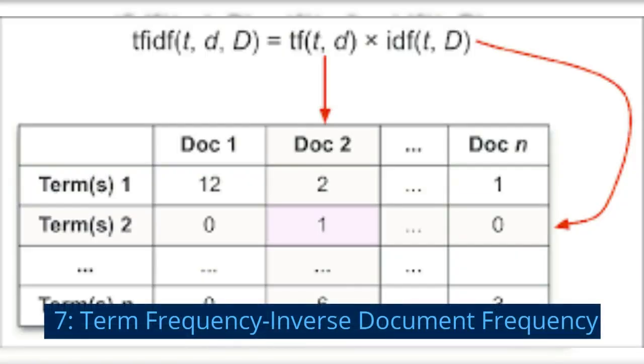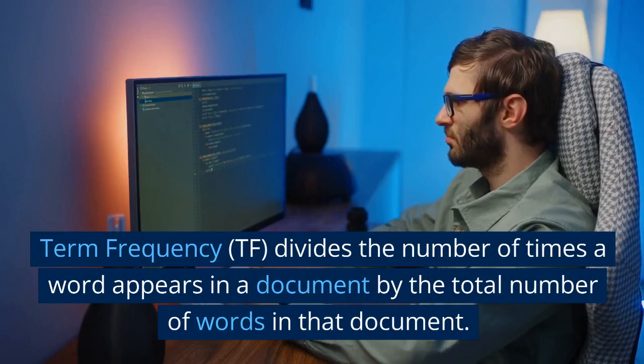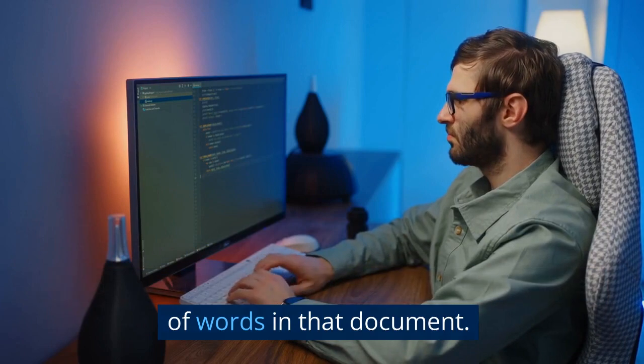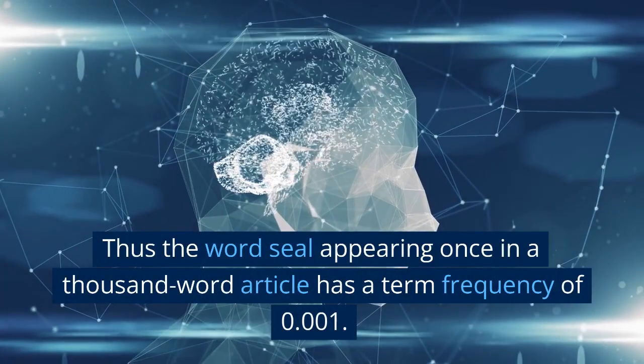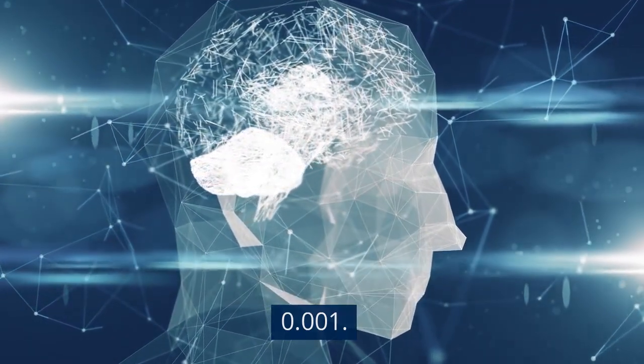7. Term frequency inverse document frequency. Term frequency, TF, divides the number of times a word appears in a document by the total number of words in that document. Thus the word seal appearing once in a 1,000-word article has a term frequency of 0.001.